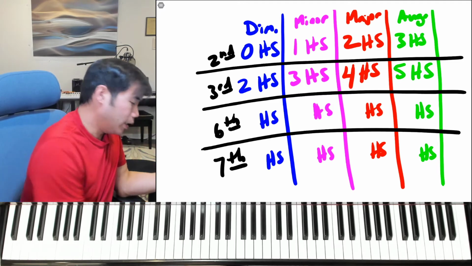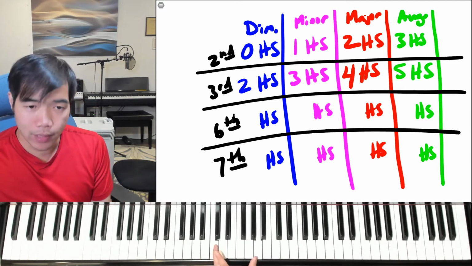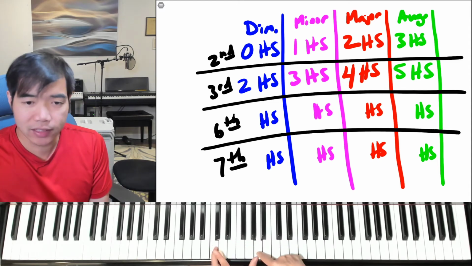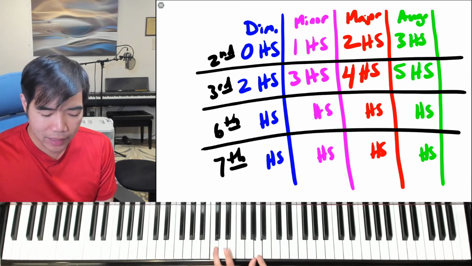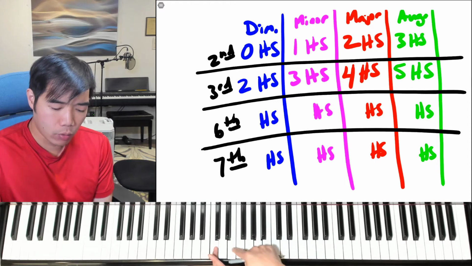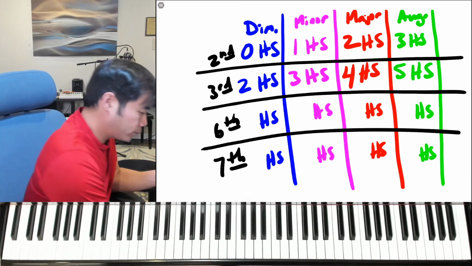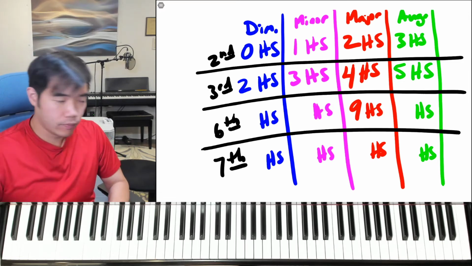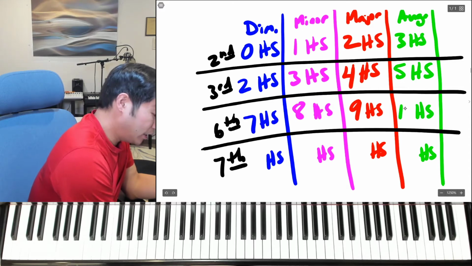All right, let's talk about the sixth next. So C to A, major sixth. Remember, all the white keys starting from C, 1, 2, 3, 4, 5, 6. Any note compared to C within an octave is always going to be major or perfect. Let's count the half steps. 1, 2, 3, 4, 5, 6, 7, 8, 9. 9 half steps. That means that the minor sixth is going to be 8 half steps, and the diminished sixth, 7 half steps, augmented sixth, 10 half steps.